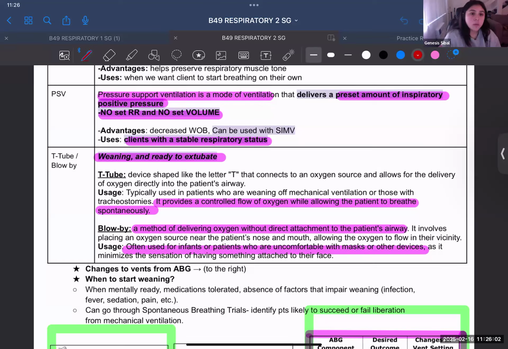Okay, so the difference between pressure control and pressure support. Now we're talking about the term support. We're not talking about control. We're not controlling somebody to do something. We're talking about just supporting somebody. So they don't need the control over it. They just need some extra help, right?